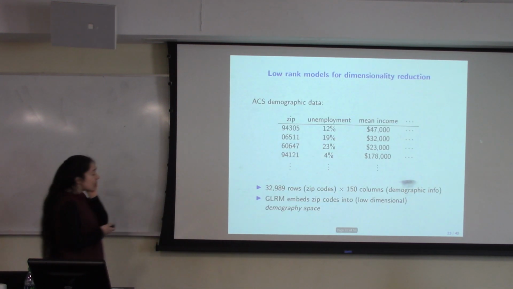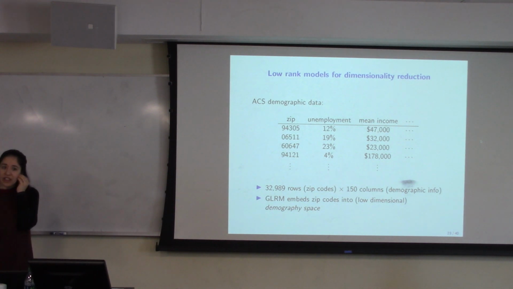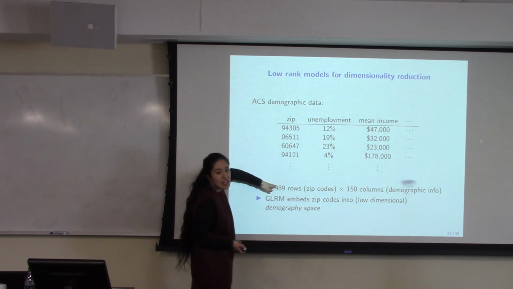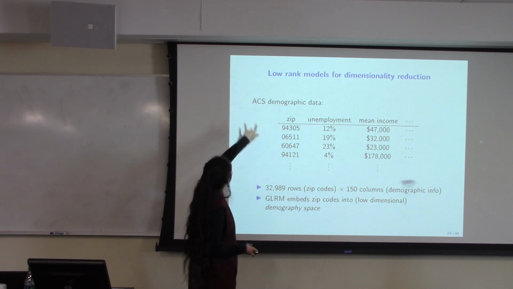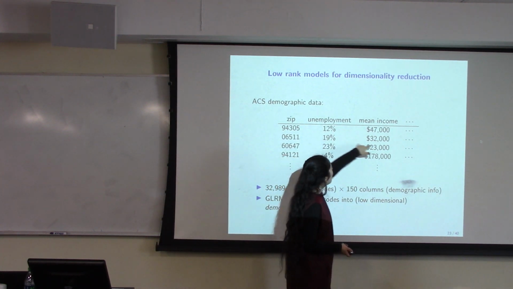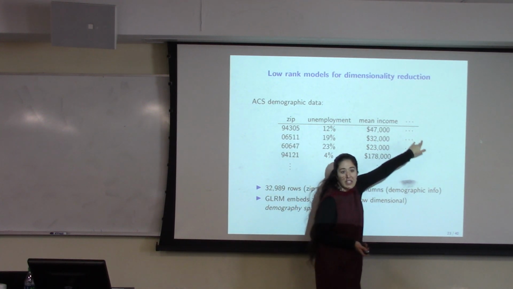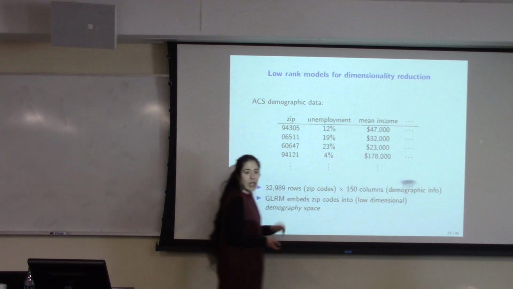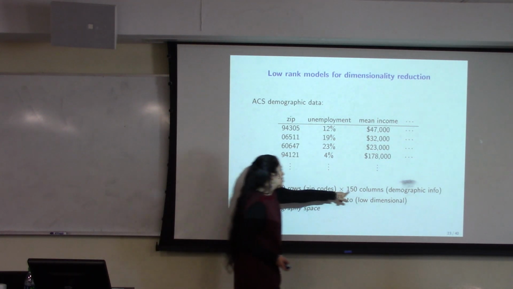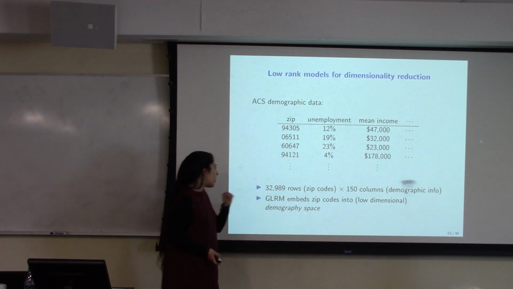So here's the idea: I'm going to find another data set that has zip code in it, where zip code is the primary key of this data set. This is another data set that comes from the census. In every zip code, maybe we know the unemployment level, the mean income in that zip code, quality of the schools, some other stuff. This is a sufficiently large data set: 150 columns, one row for every zip code.